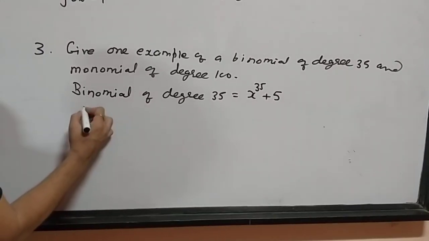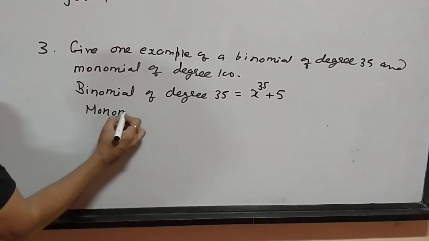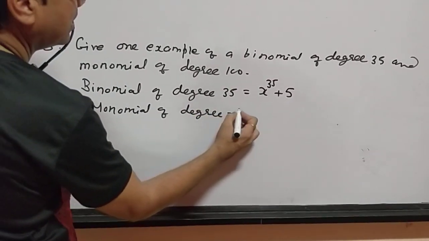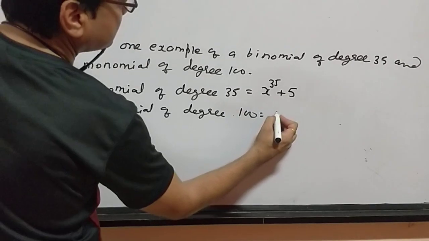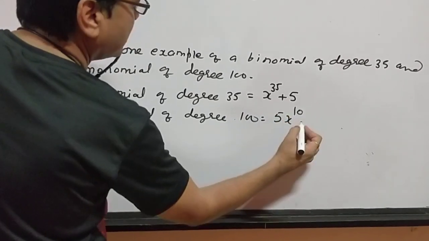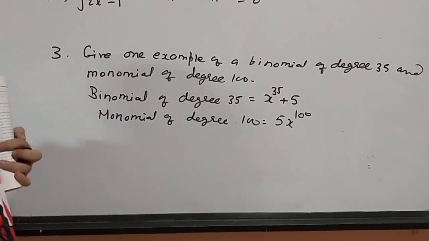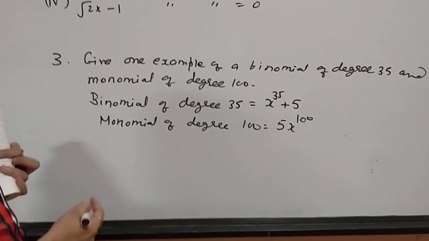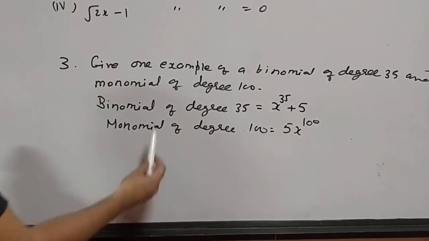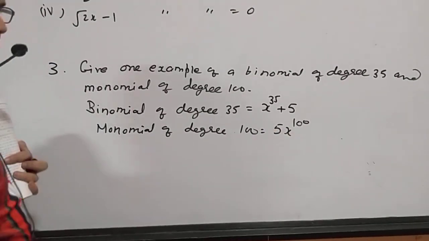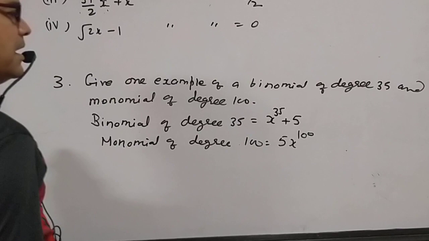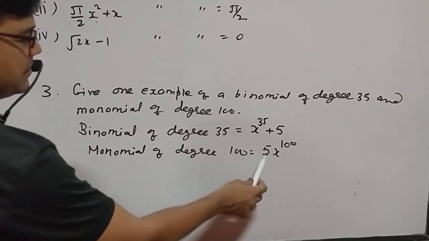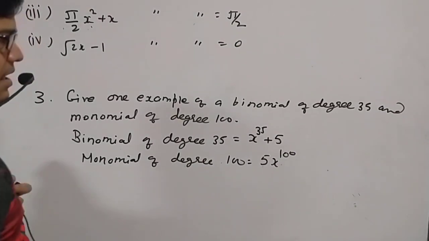Now a monomial of degree 100 is 5x raised to 100. You can add anything, 7y raised to 100, 3y raised to 100, only y raised to 100, z raised to 100, anything. So these are the examples. Binomial means there must be two terms. So these are the two terms, and the degree must be 35. Monomial is only one term, and the degree must be 100.